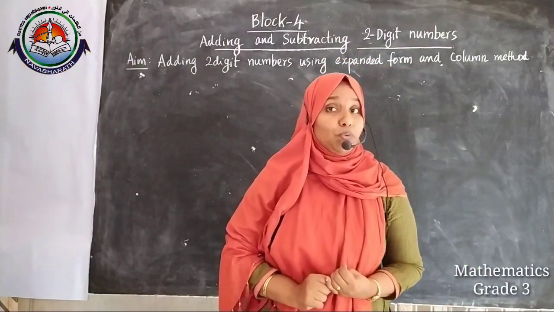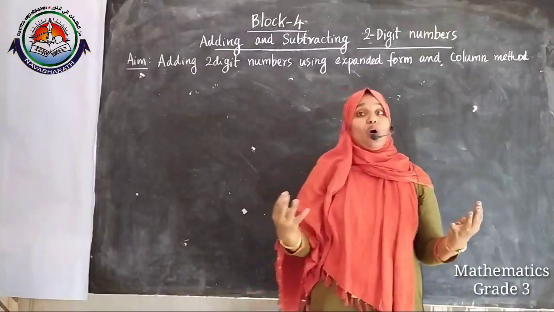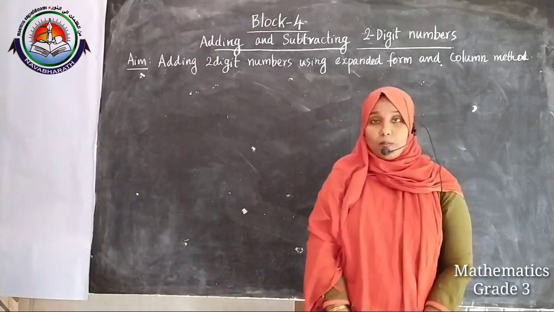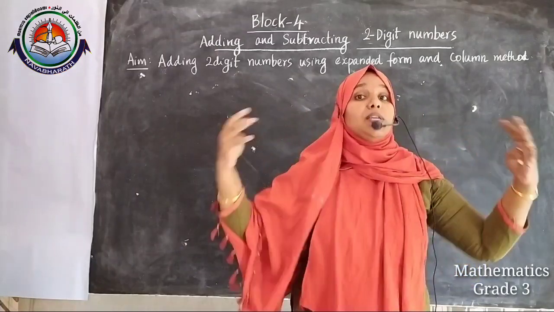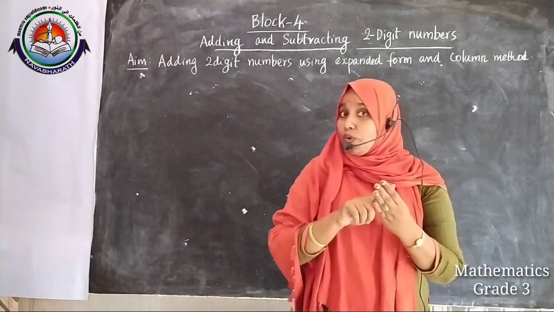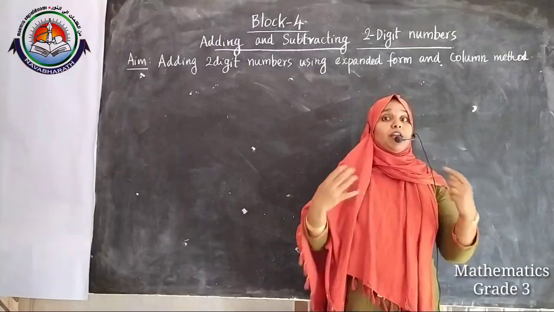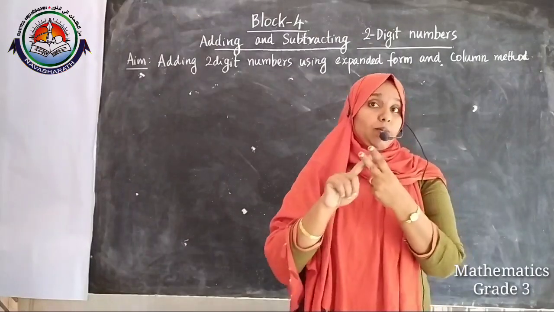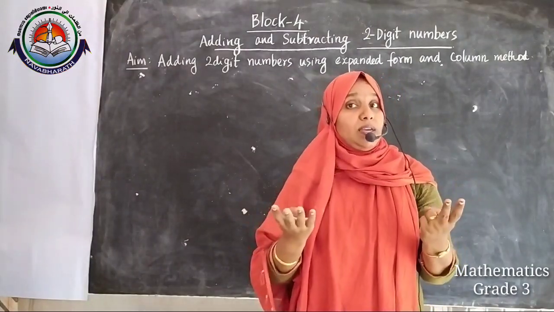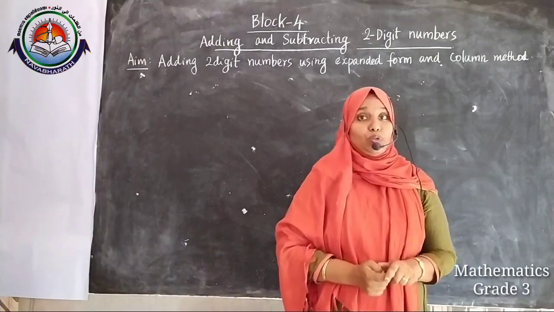What is the expanded form? It is the sum of the values of digits in a number. The number is being expanded. That we studied for 4-digit numbers, but here we are doing the expanded form of 2-digit numbers. So it is so easy and we are going to add. Let us see how to do that.